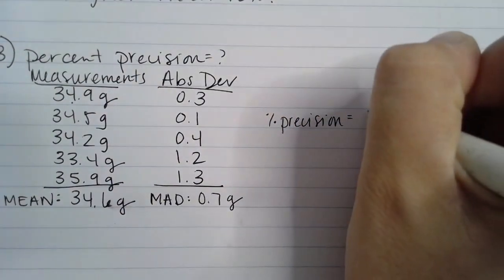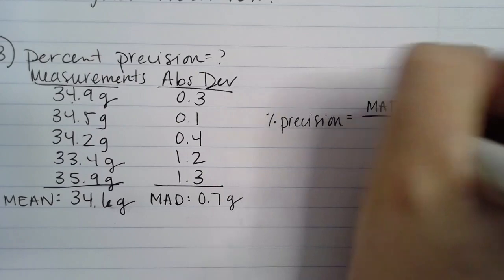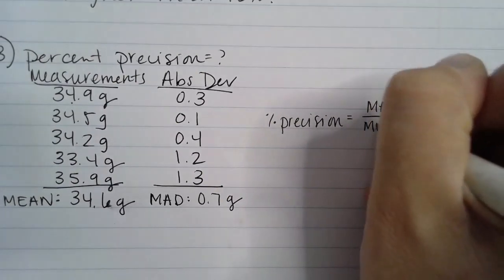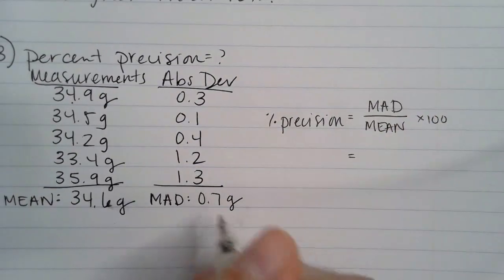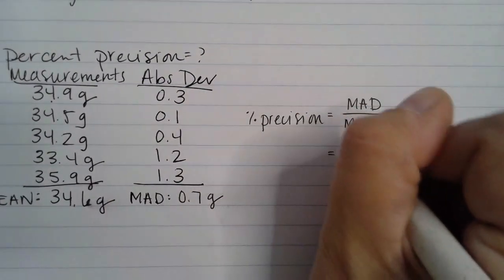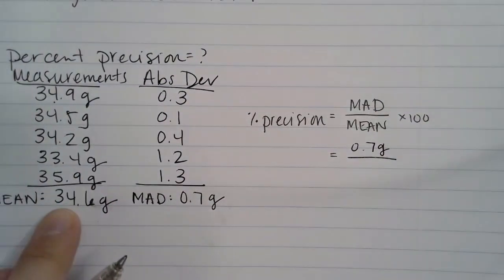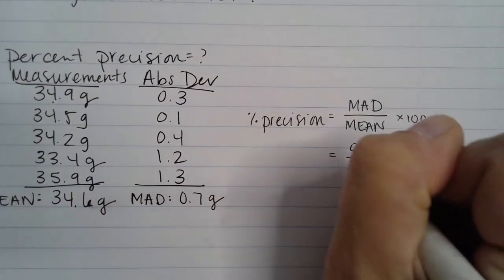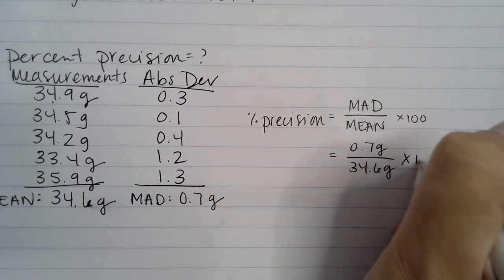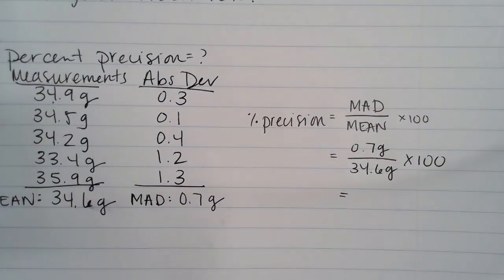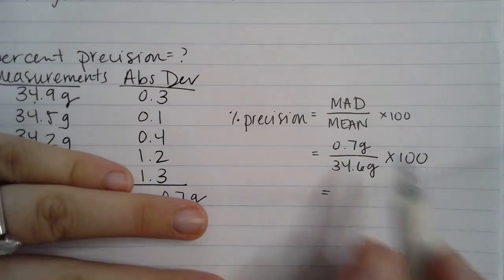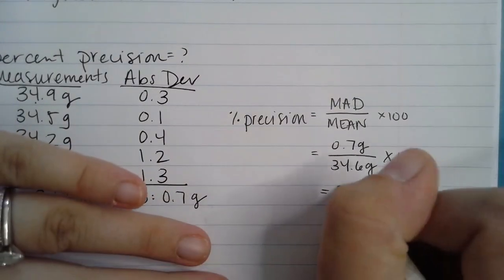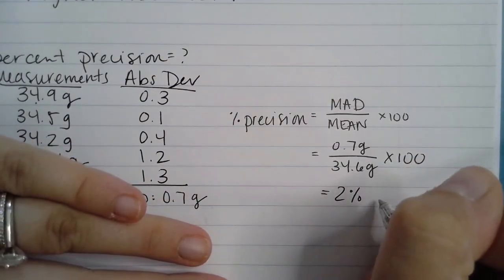Percent precision is equal to the MAD divided by the mean times 100. The MAD is 0.7. The mean is 34.6 times 100. So when you divide these values by one another, your answer should have one significant figure. You have about a 2% precision.